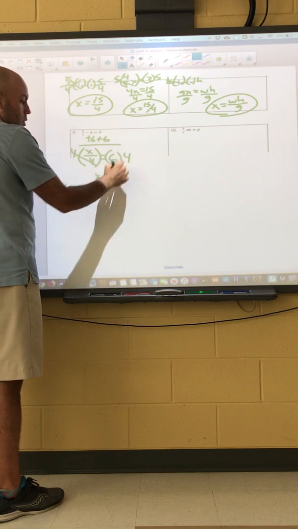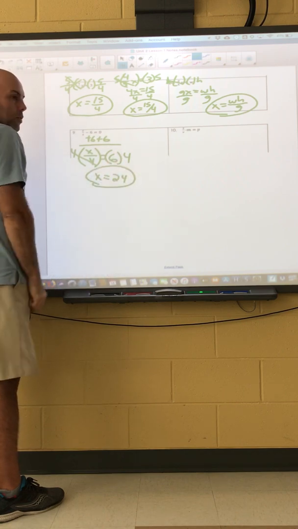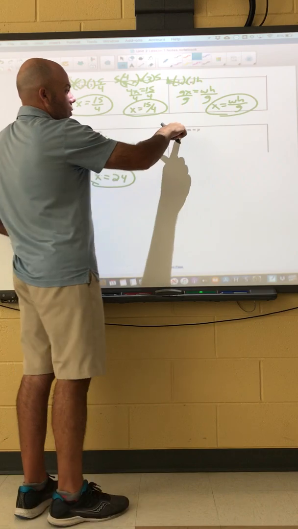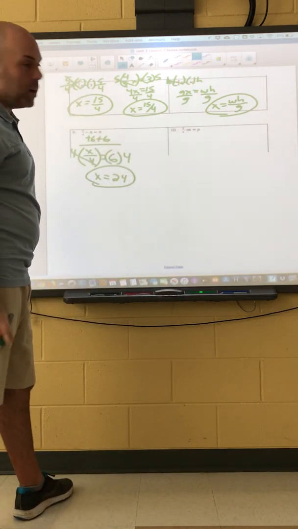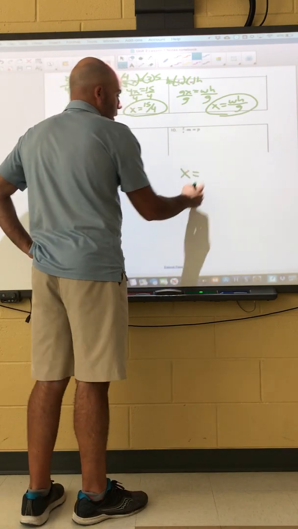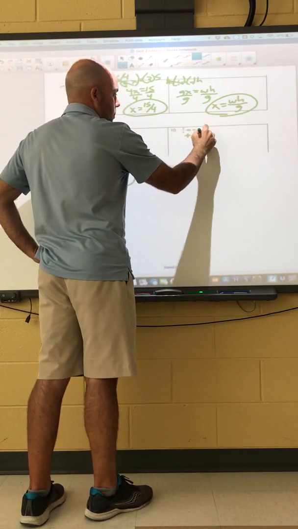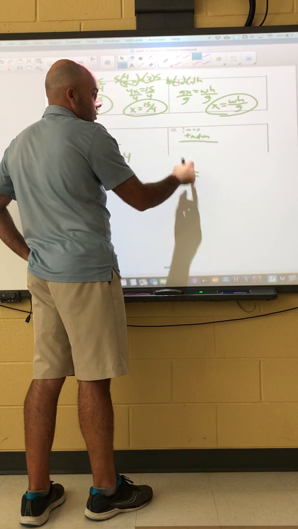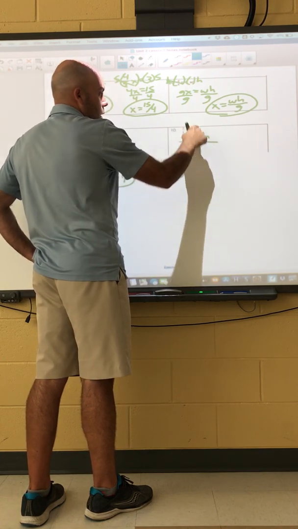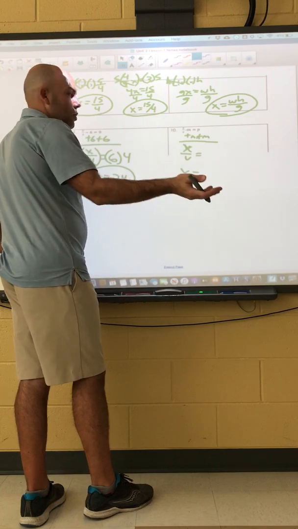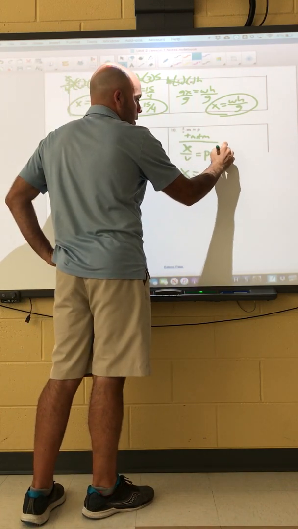So I get x equals 6 times 4 gives me 24. Okay? All right, over here I have x divided by v minus m equals p. So again, I want to solve for x. So I'm going to add m to both sides to cancel. Well, I have x divided by v equals p plus m. Well, I can't actually do p plus m, so I'm just going to write p plus m.